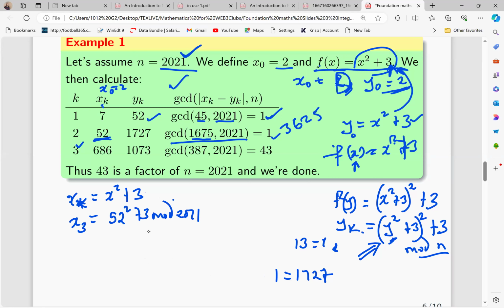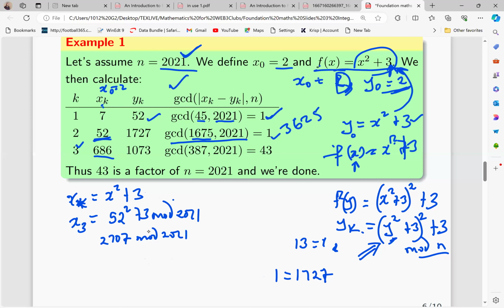You can see how important the knowledge of mod and modular arithmetic is. 52 squared, I'm using my calculator. 52 squared is 2704. And when I add 3, I have 2707. I'm doing it mod 2021. So what is the answer? Let me see. So that means I divide by 2021 and take the remainder. 2021 goes there one time, once. The remainder is 686. That is my x3.